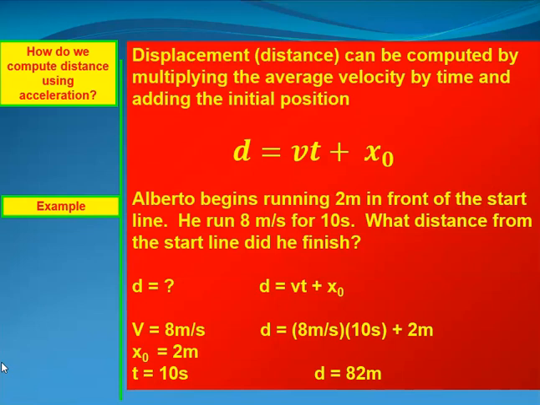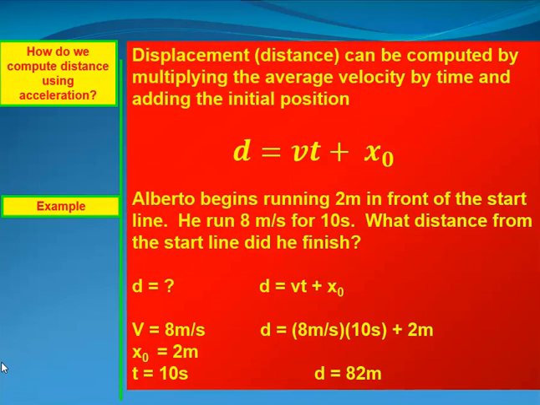So Alberto begins running 2 meters in front of the start line. He runs 8 meters per second for 10 seconds. What distance from the start line did he finish? So the distance is what you're trying to find. The velocity is 8 meters per second. The initial position is 2 meters.